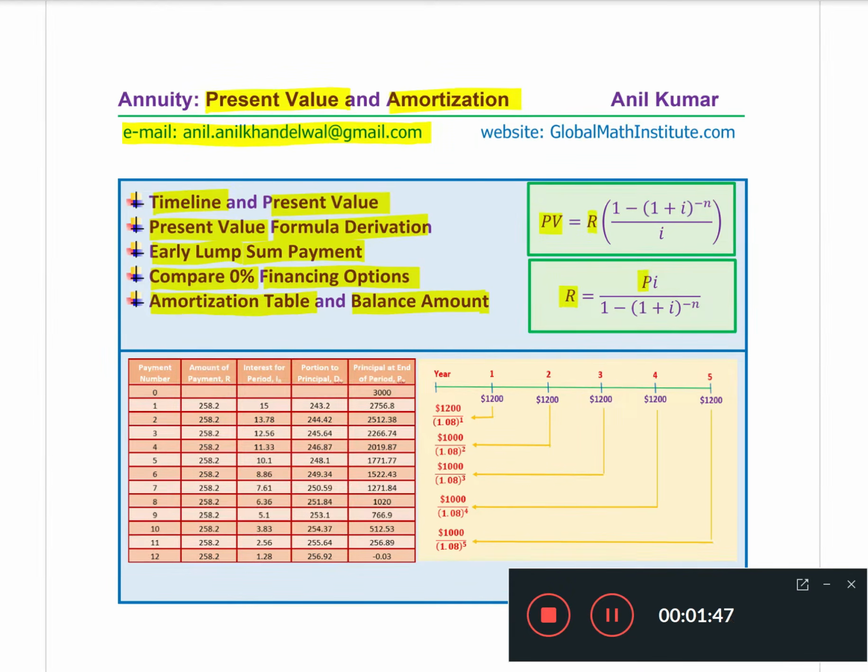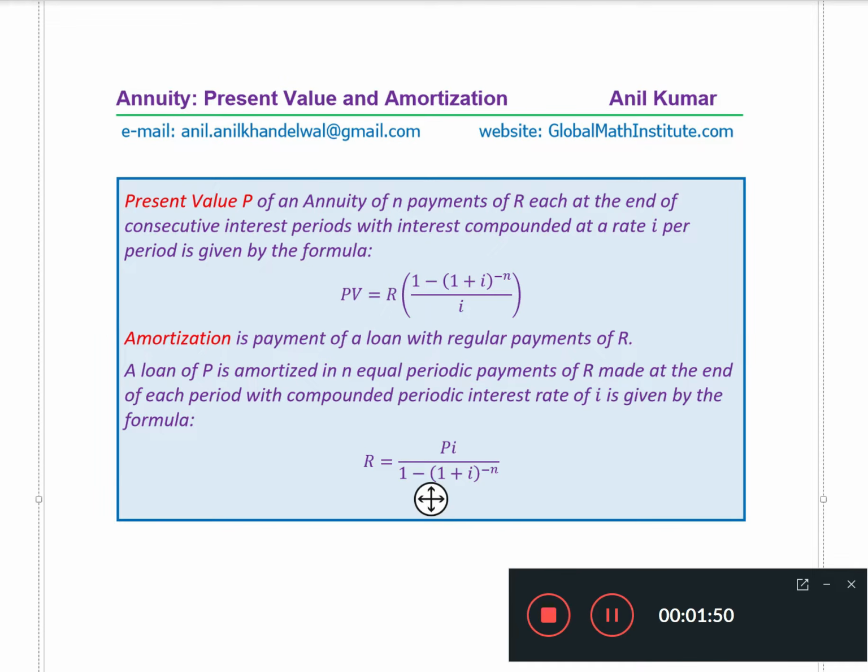Let's begin with the common terms being used here. The very first one is the present value itself, which is normally denoted by letter P or PV. The present value of an annuity of n payments of R each at the end of consecutive interest periods, with interest compounded at the rate i per period, is given by the formula PV or P is equal to R times 1 minus (1 plus i) to the power of minus n over i.